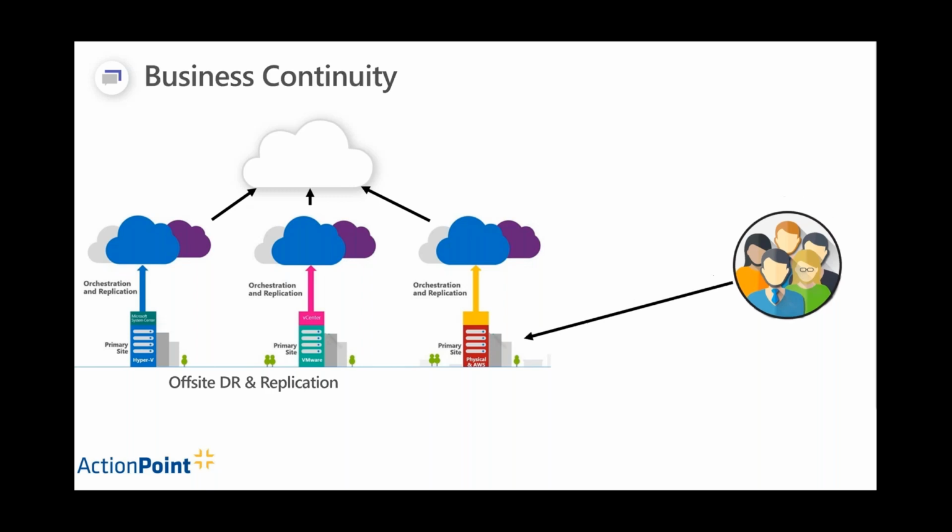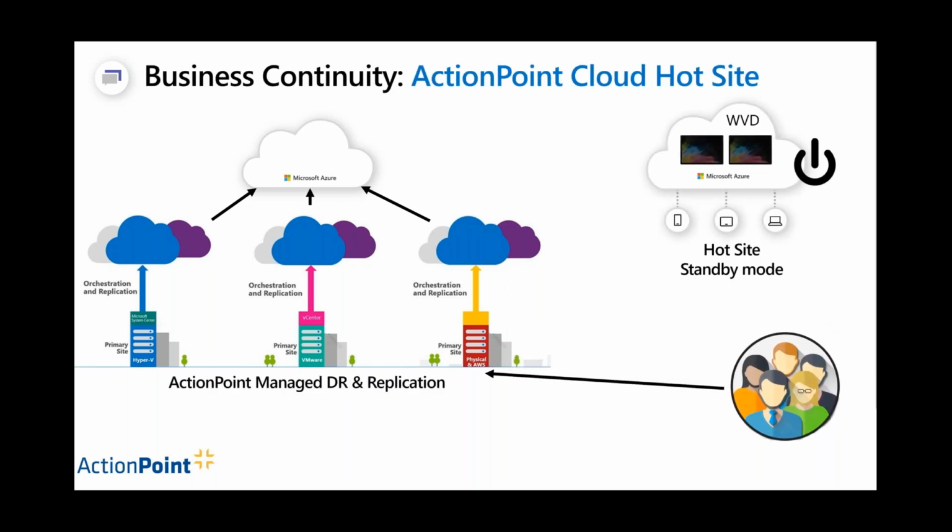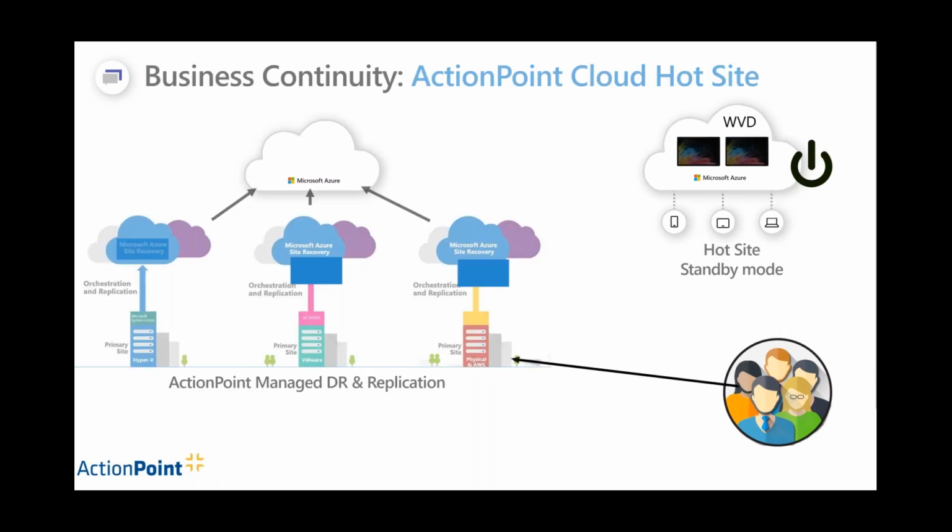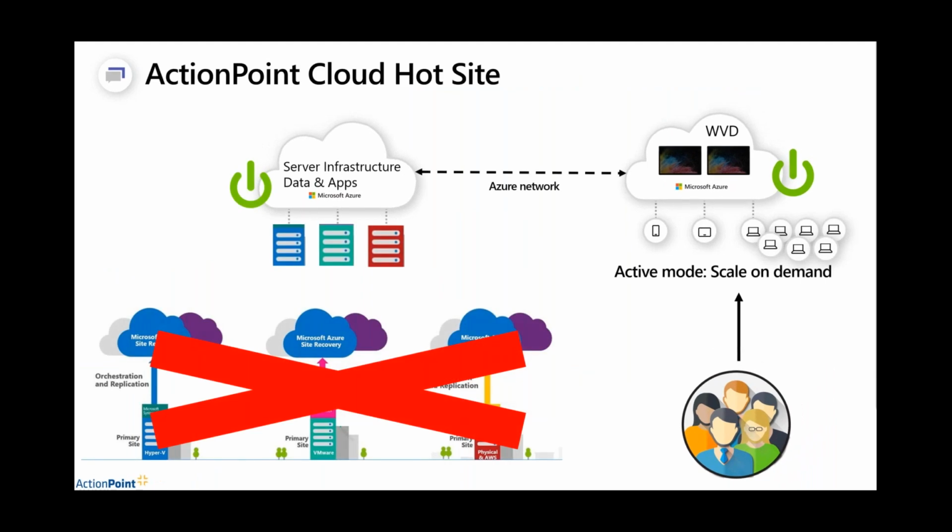By using Windows Virtual Desktop, we're able to do something called a cloud hot site. So what we're able to say is we have a Windows Virtual Desktop environment on standby. When we invoke our DR, our end users simply access that Windows Virtual Desktop environment, which scales up on demand. So regardless of what the scenario is from a DR point of view, be it the building's out of action or be it critical infrastructure is out of action, we're able to deliver that same experience to the end user.